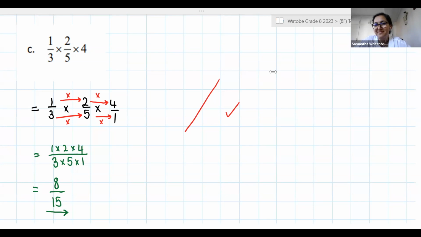Ma'am, can you explain how you got to 2 over 5 and 4 over 1?